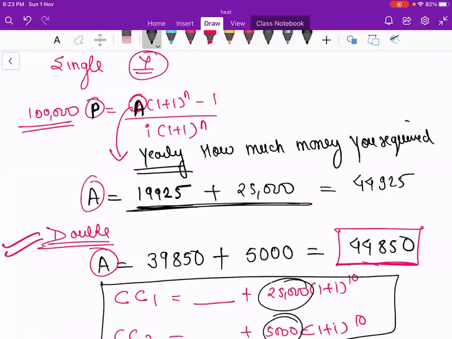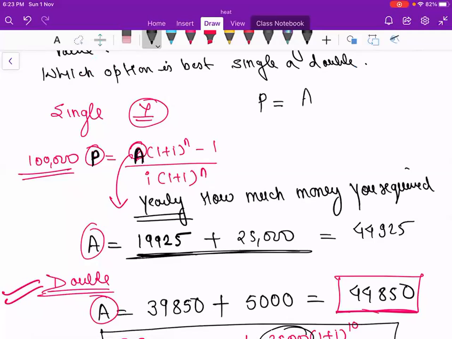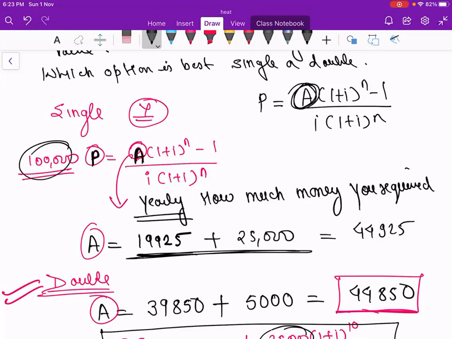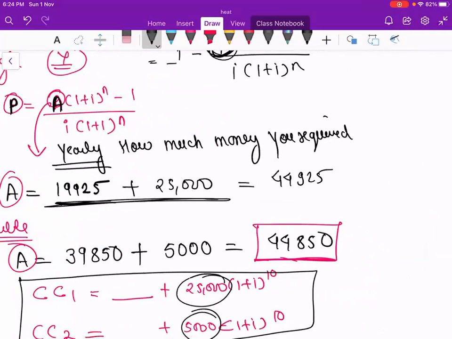See, I have calculated it on the basis of yearly. You know this formula. Everyone is comfortable with this formula. P equals to A into (1 plus I) to the power n minus 1 upon I (1 plus I) to the power n. So what is A here? Equal number of deposit. In other words, this much amount of money I need every year. You have 1 lakh, so A will give you this much amount of money you need every year. Why am I calculating every year? Because it is given in the question. Basically you are getting 19925 plus 25,000.